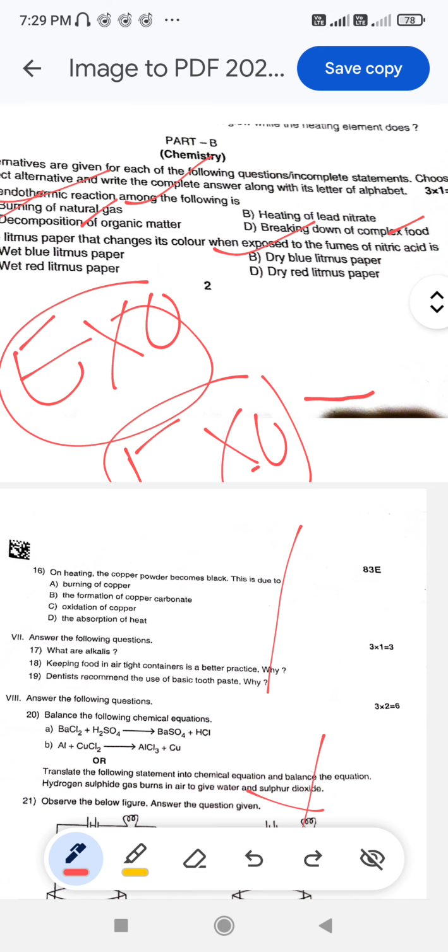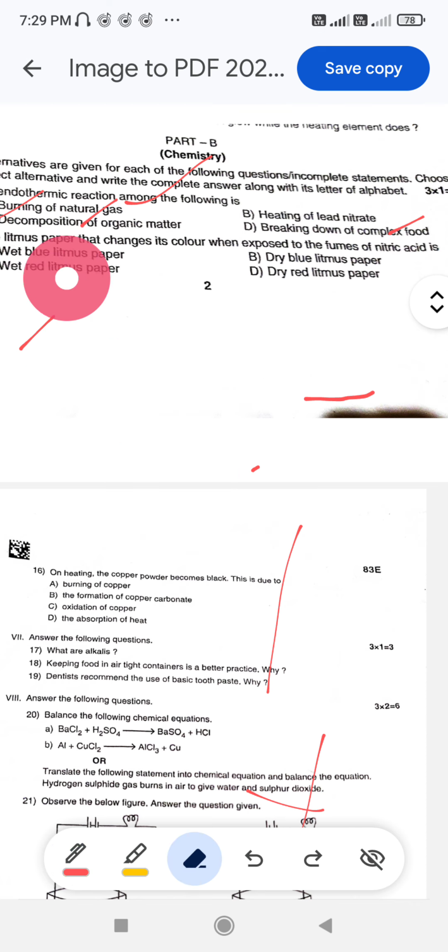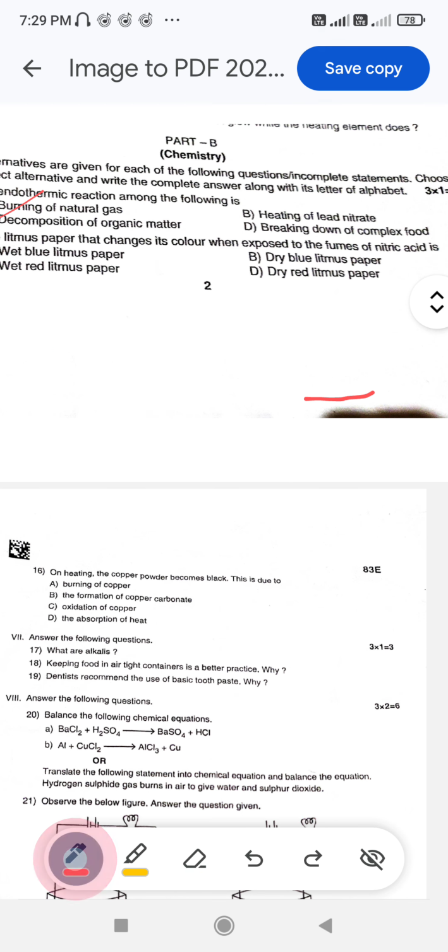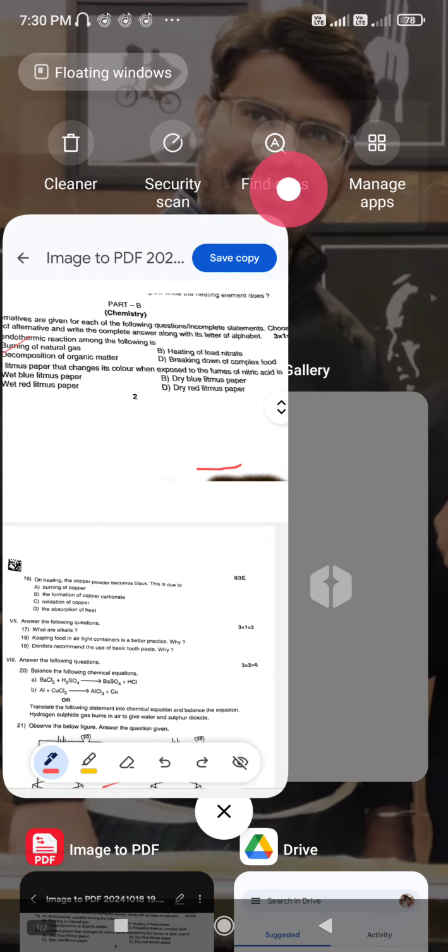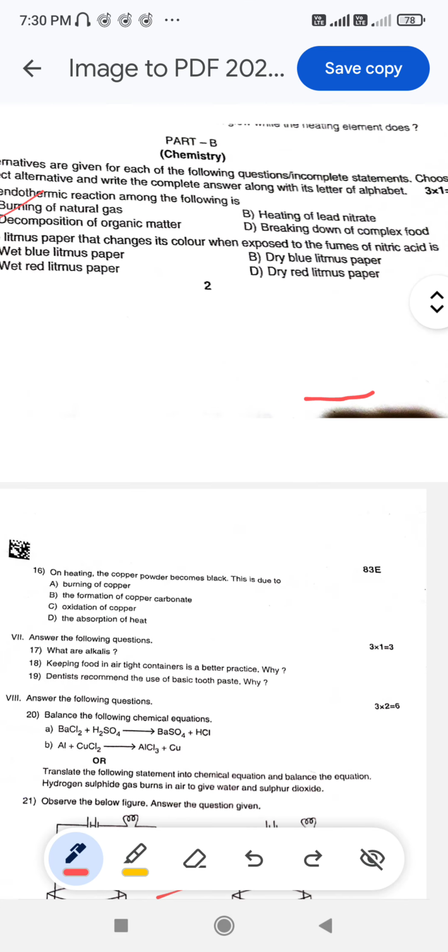Our correct answer is option B, that is heating of lead nitrate. Heating of lead nitrate is the endothermic reaction. Which one is the correct answer? Heating of lead nitrate is known as an endothermic reaction.